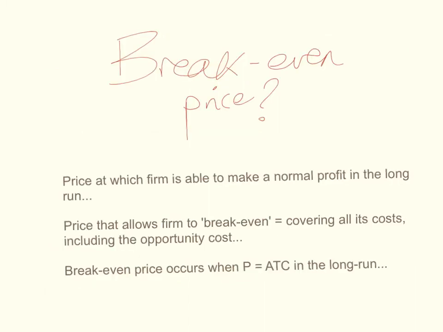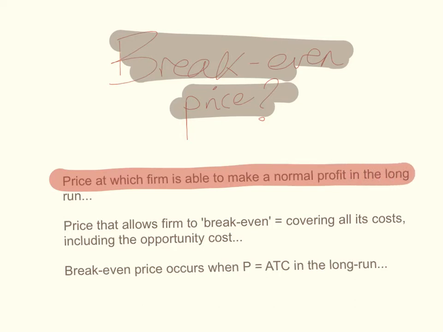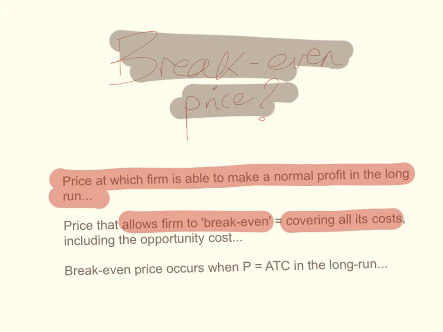A very important concept to help us understand profits of firms is to know the break-even price. So what is the break-even price? Basically, break-even price is the price at which the firm is able to make a normal profit in the long run. So this is the price that allows the firm to earn enough revenue to cover both its explicit and implicit costs to make a normal profit, remember, in the long run. This is the price that allows the firm to break even, covering all of its costs, including the opportunity or the implicit costs.